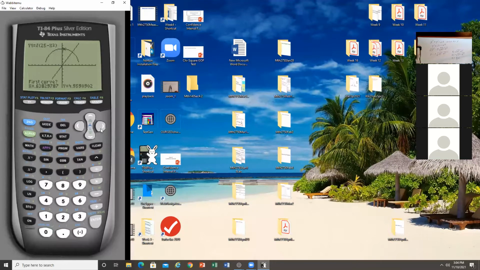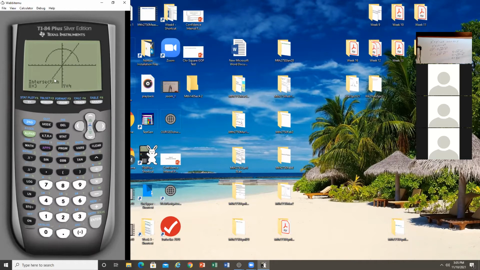First curve is up here. Call it the circle, enter. Second curve is the line, enter, enter. There's your first point of intersection, 3, 4. And that was one of our solutions we found by substitution, 3, 4.